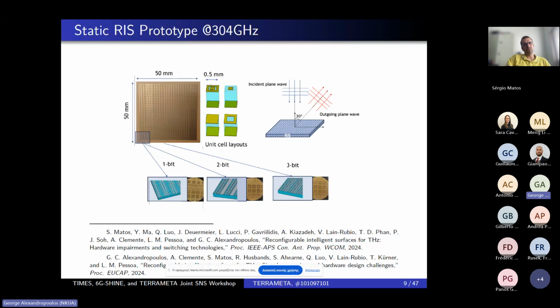Actually, these are static beams, but we have used three different resolutions of creating a reflection from the RIS to a specific angle. This was 30 degrees specifically, as you see on the top right figure. And these three metasurfaces have been used in one of the other partners' indoor setups in order to do measurements.